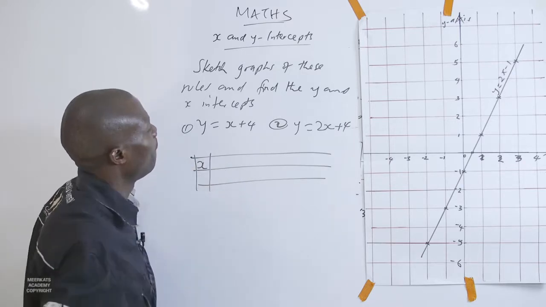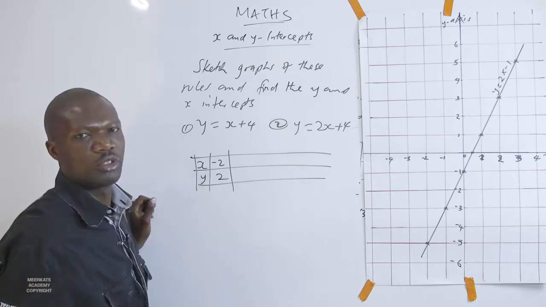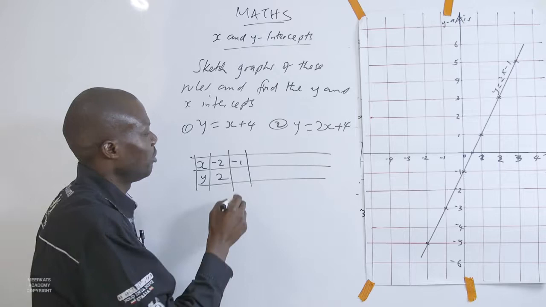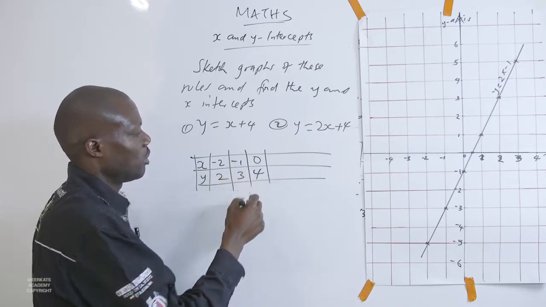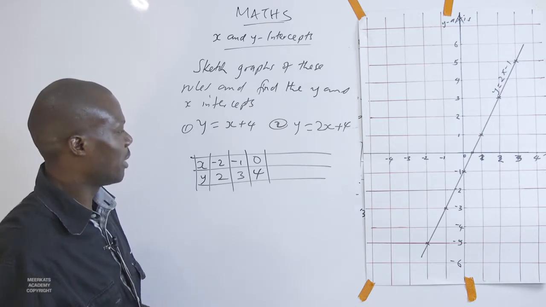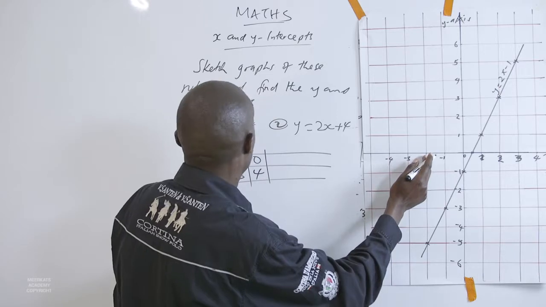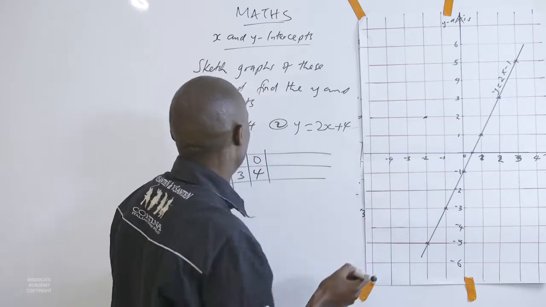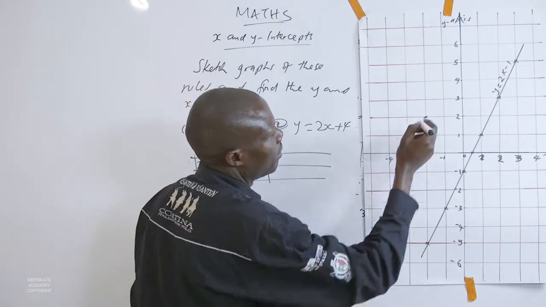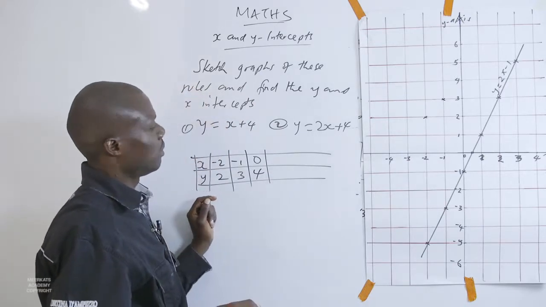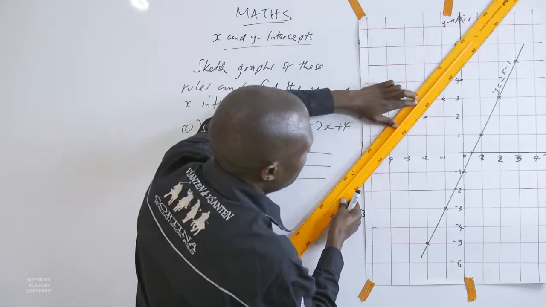So x, I start with minus 2. Then the value of y will be positive 2. Minus 1, the value of y will be plus 3. And when it is 0, this is 4. Those are just enough for me. I can plot that one here. So minus 2, 2. Minus 1, 3. Then 0, 4. That is enough for us to know what we are drawing. So take your ruler and join the points.